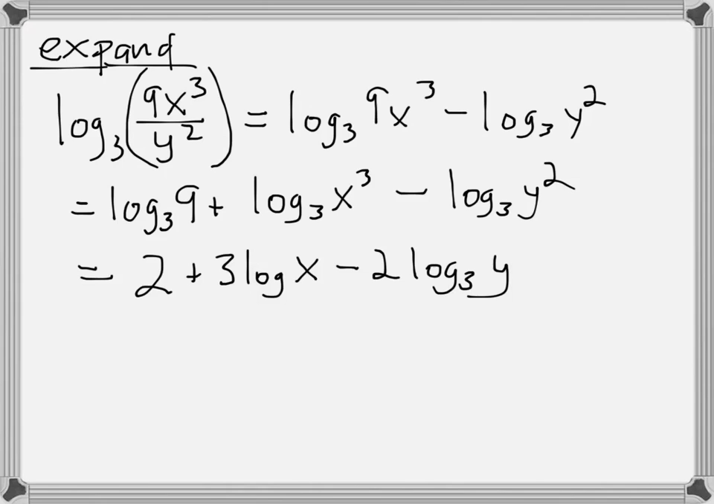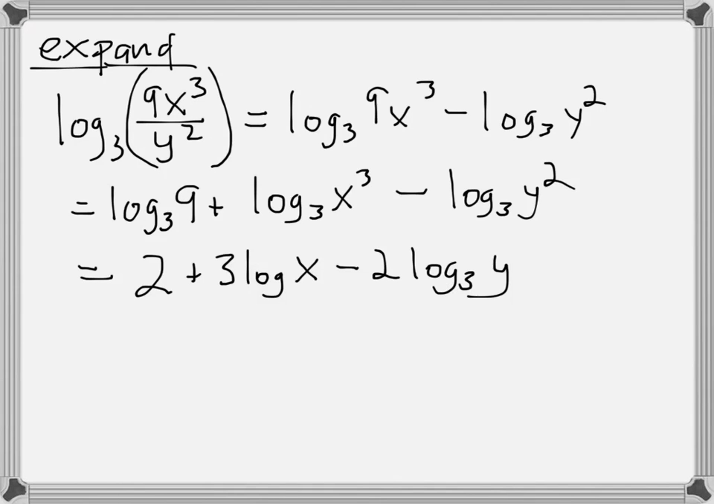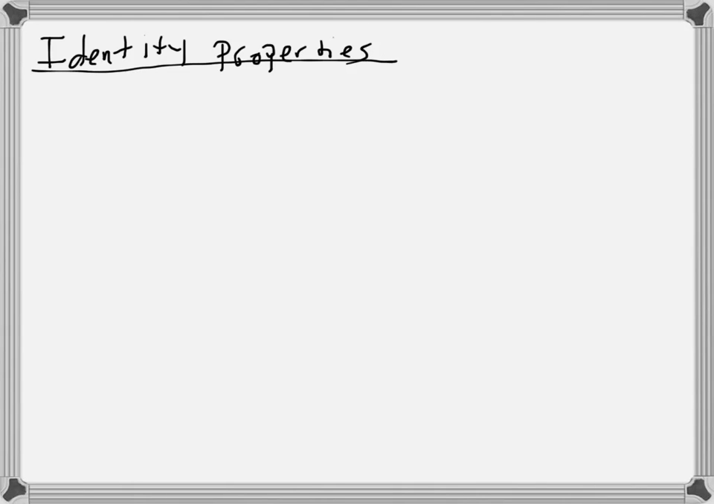And this is about as unsimplified as we get. Sorry, there it is. One last property. Your book calls this a special property. I like to call these the identity properties. And then I wanted to try a couple more problems. The identity properties look a little funny, but let's start with the easier one.